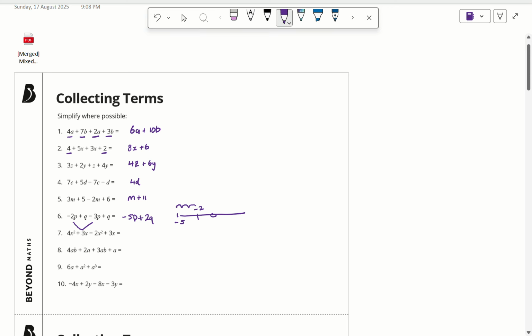We can collect like powers as well. I've got 4x squared, so x squared is a term, another term minus 2x squared. So we need to collect the pronumeral with the power. So that's going to be 2x squared. And we've got 3 xylophones plus 3 xylophones is 6 xylophones. So it's got to have 6x there.